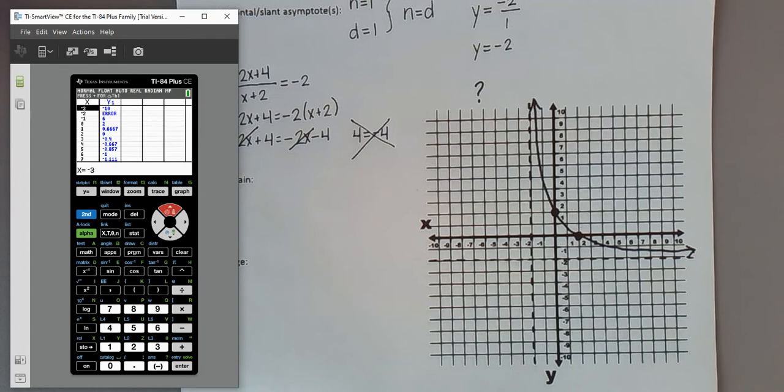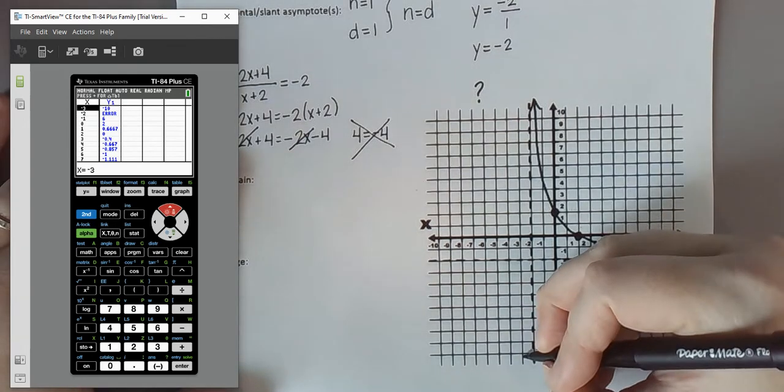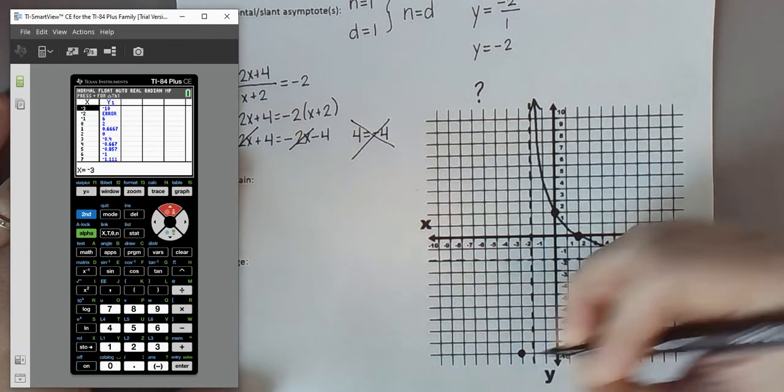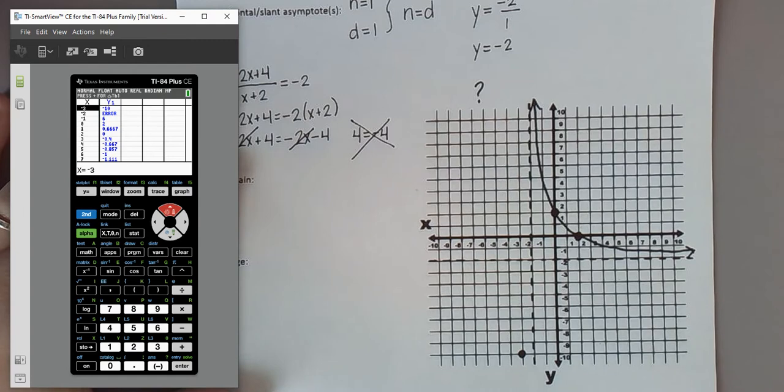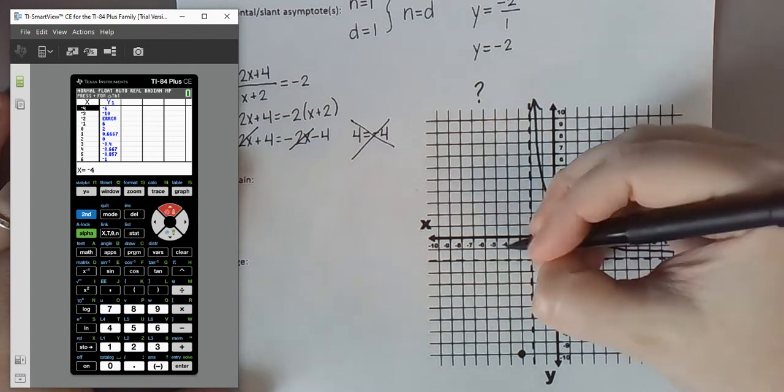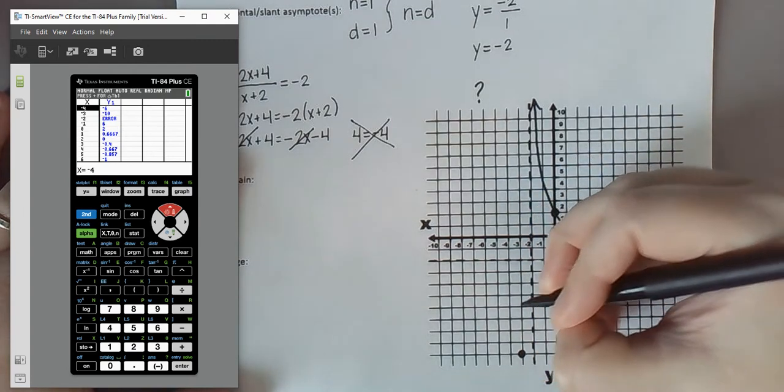Now what we really want from this table though is some information about everything that's to the left of that vertical asymptote. So we want to know what's happening past -2. Let's get some other points. So this table tells us that when x is -3, y is -10. So that's another ordered pair that we could graph. Okay, let's scroll a little bit more. -4, 1, 2, 3, 4, 5, 6.